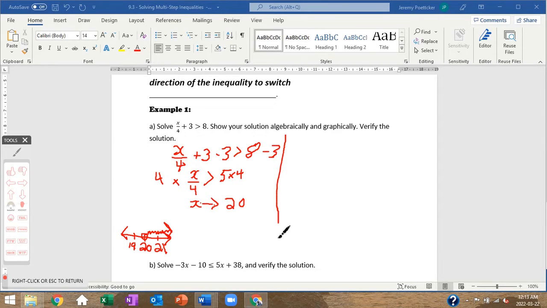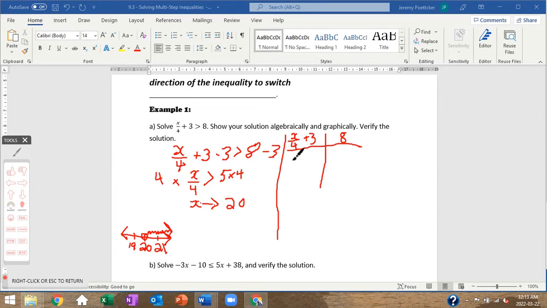So when I do my checks, first check, I got to check the boundary points, right? And so this one, I'm really just treating as if it were an equation. So I want to make sure if I put x equals 20 into this equation, will the left side equal the right side? Because if it does, the boundary point is correct.